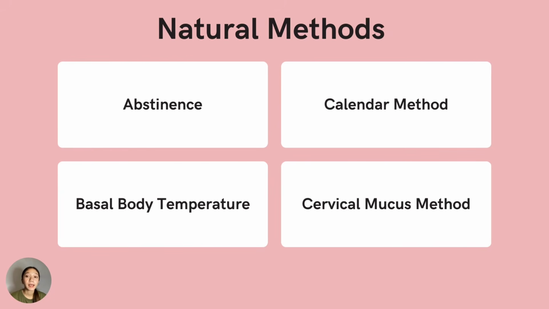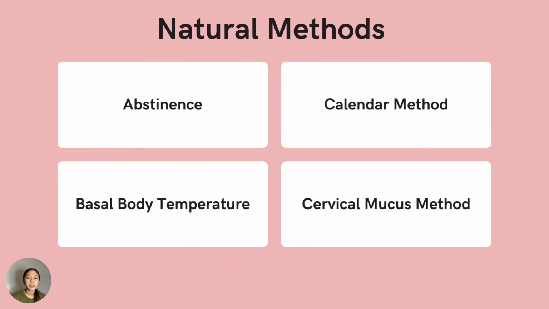Next is the calendar method. In this method, you use past menstrual cycles to estimate the time of your ovulation. When used on its own, this is the least reliable method of birth control. It should be avoided if your menstrual cycles are shorter than 26 days or longer than 32 days.